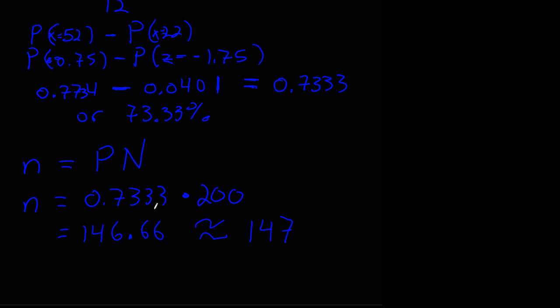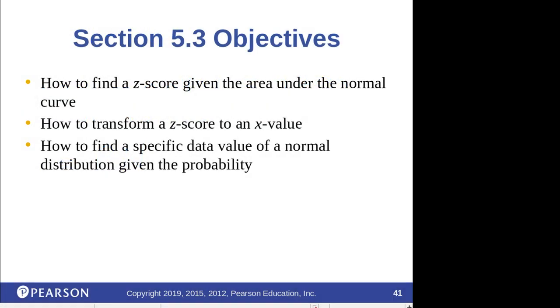What we're going to do at this point is we're going to find z-scores given probabilities. Given area under the curve, we're going to find z-scores. Then we're going to turn z-scores into the variables. Notice the last time around we went the other way.